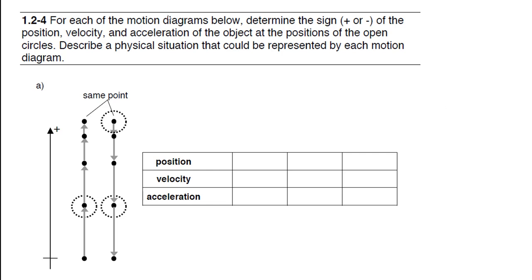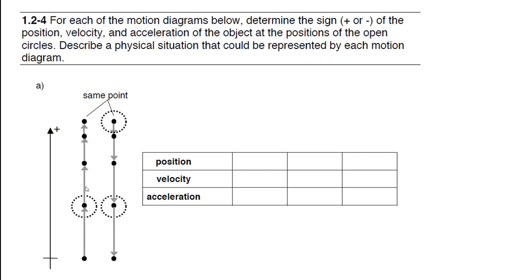This is spiral number 1.2-4. We're given a motion diagram for an object. This object starts here, and if I follow the direction of the arrows, it reaches a maximum height right here, and then it falls straight back down.